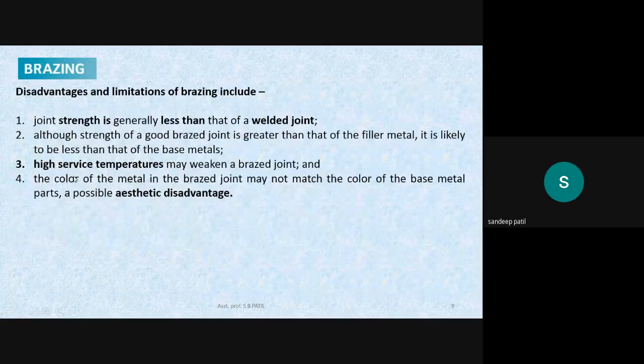Some of the disadvantages, or limitations, of brazing include that the strength is generally less than that of the welded joint. Although the strength of a good braze joint is greater than that of the filler metal, it is likely to be less than that of the base metals. High service temperatures may weaken a braze joint, so generally brazing is done for applications where there are no high service temperatures. The color of the metal in the braze joint may not match the color of the base metal parts, so there is a possible aesthetic disadvantage.